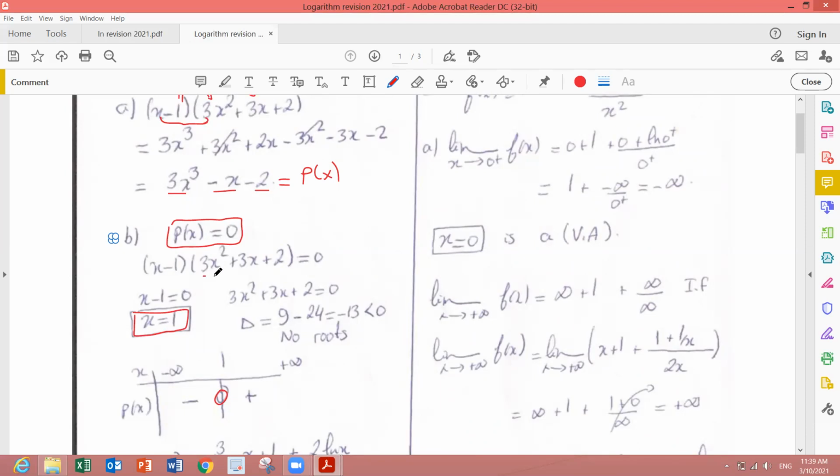Sure, this one you can use your calculators. If you don't need to find delta, you can use your calculator. Delta gives us imaginary roots, with an i, meaning no roots.